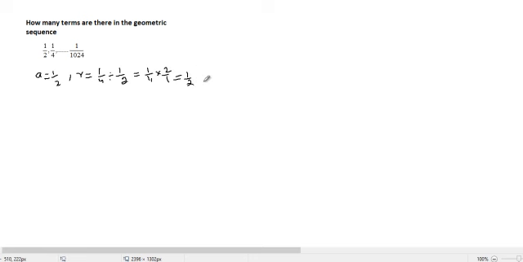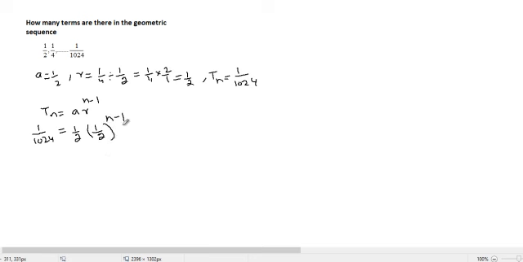The last term of this sequence is 1 over 1024. Now we'll apply the formula here. Tn equals a r raised to power n minus 1. What is Tn? Tn is the last term of the sequence. So the last term, 1 over 1024, equals a, which is 1 over 2, times r, the common ratio, 1 over 2, raised to power n minus 1.